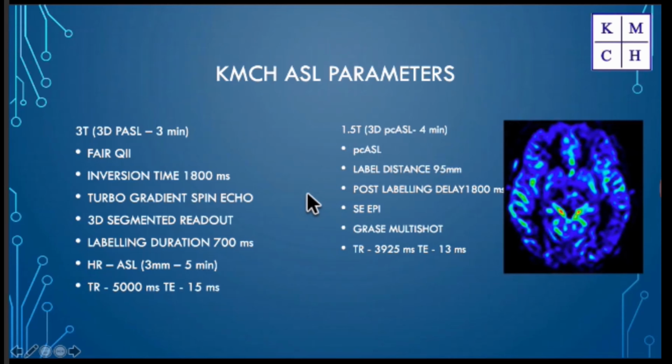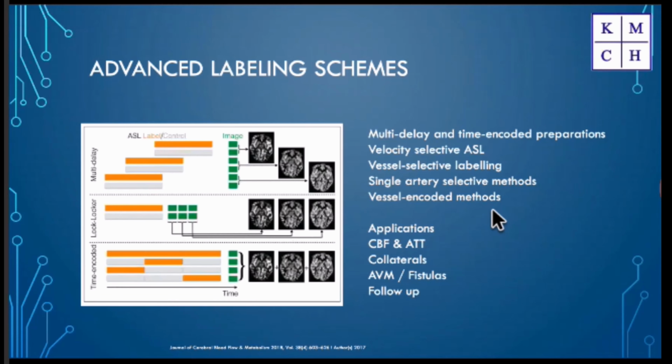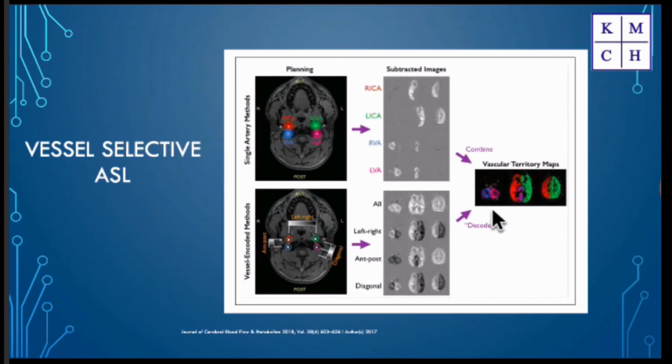What are the parameters that we use in our place? We have both a 1.5 and a 3T machine. The 3T machine employs a pulsed ASL using a FAIR sequence, and we use a turbo gradient spin echo and a 3D segmented readout. The 1.5 Tesla uses a pseudo-continuous form of ASL. We use a labeling distance of around 95 millimeters with a delay of around 1800. Certain advanced labeling schemes are available, as of yet not used in routine practice. So is the vessel selector.